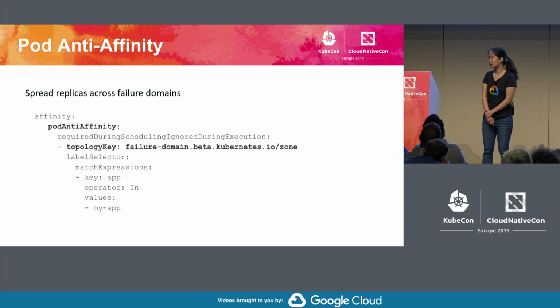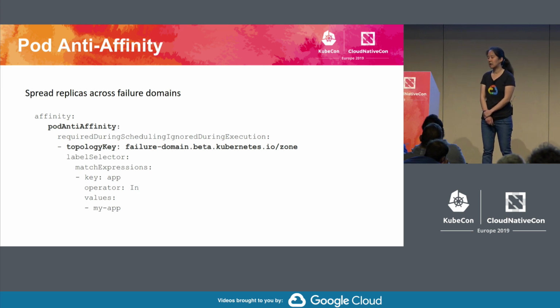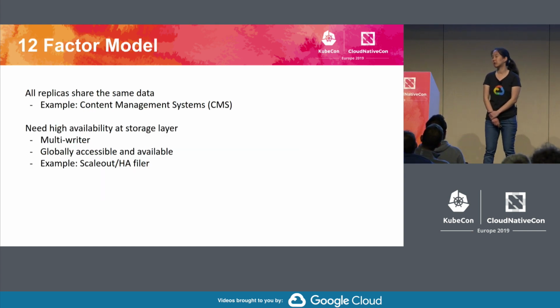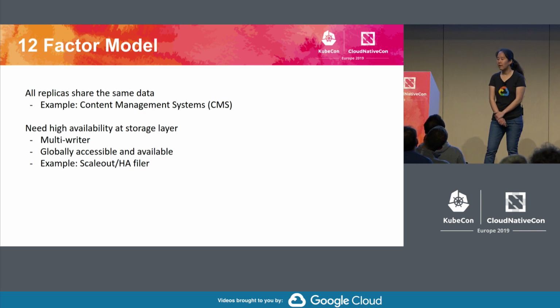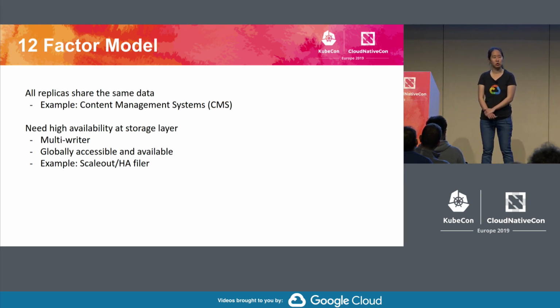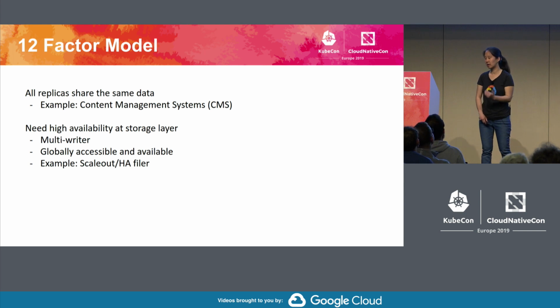So let's go into some common stateful application architectures, see how they can use pod affinity, and see how that works with some of the various storage options that we discussed. So the first type of application to consider is one that follows the 12-factor model. This is where the application does not store any unique state between all its replicas. So all of the replicas can share the same storage backend.